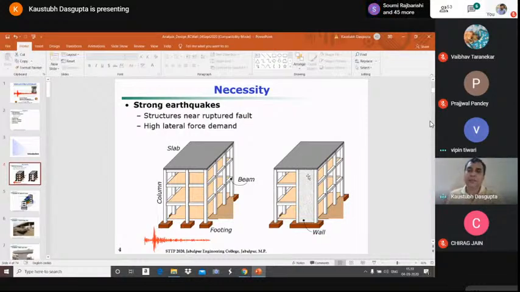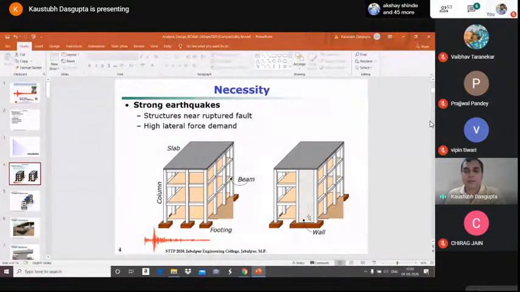Here what will happen? If you are providing a wall only at one end along the width, and at all other frames along the width you are not providing any wall, what happens? There is a concentration of stiffness at this end. So whenever you have any earthquake shaking along the width, the forces are along the width. So that time what will happen?